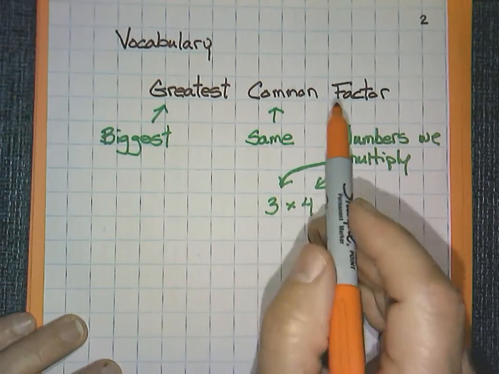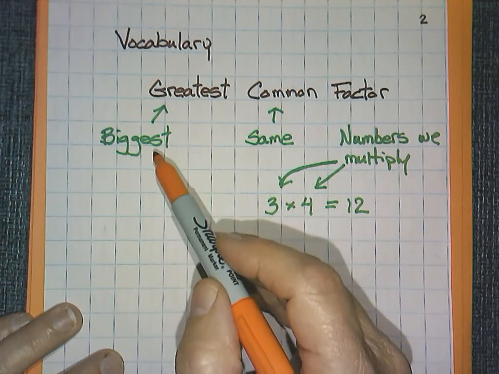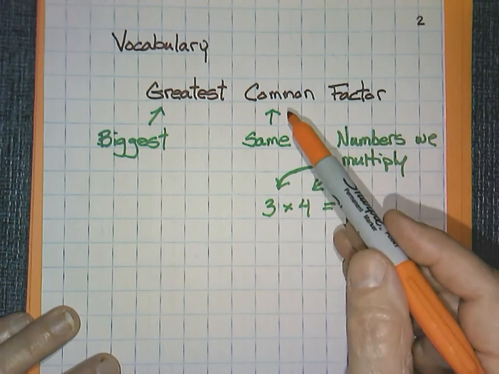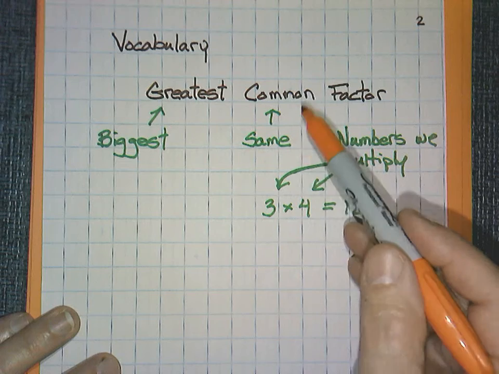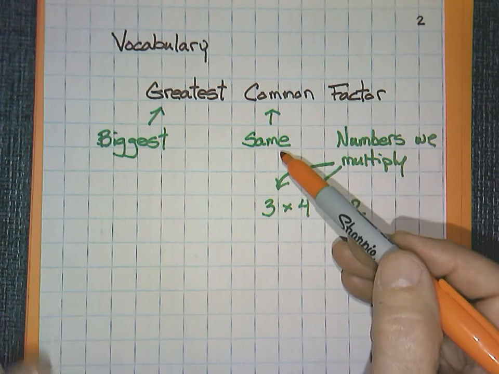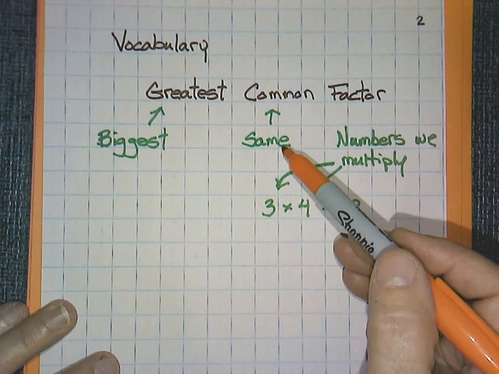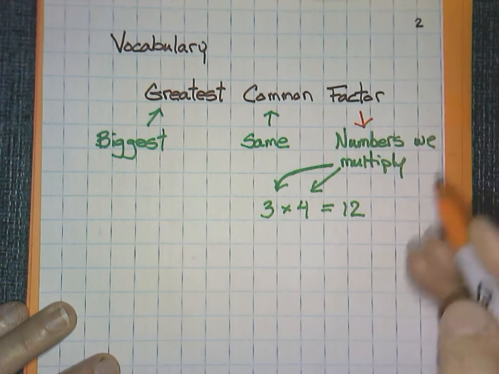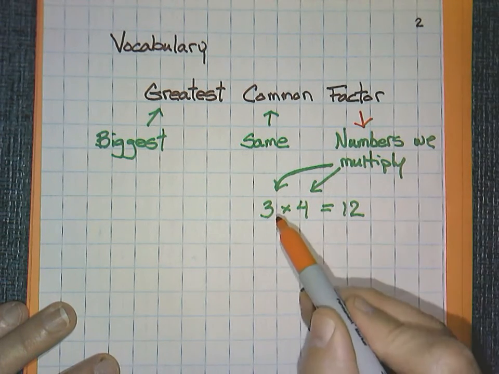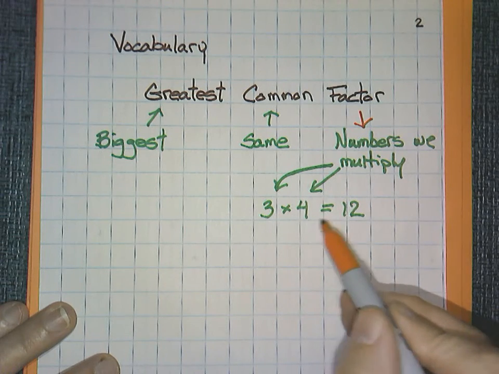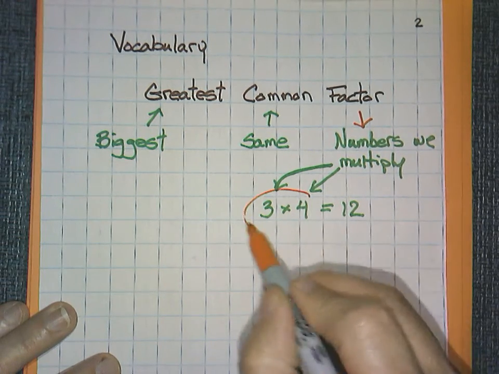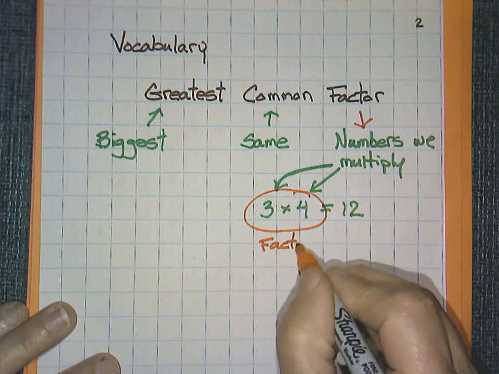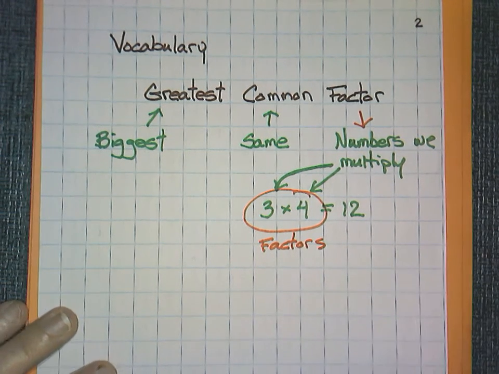Greatest common factor. Greatest, of course, means biggest. Common means the same. You may hear people say, well, I have a lot in common, meaning that there's a lot of things that people have the same in their lives. And factor, we remember, are numbers that we multiply. For example, 3 times 4 equals 12. 3 and 4 are called factors.